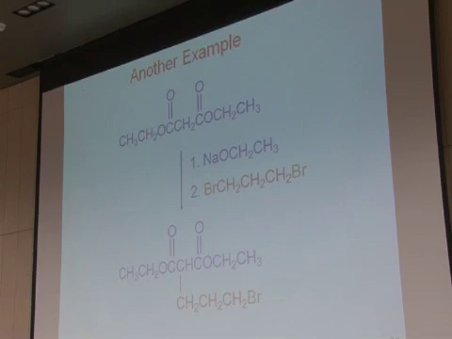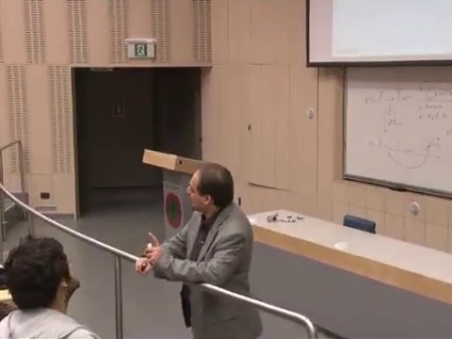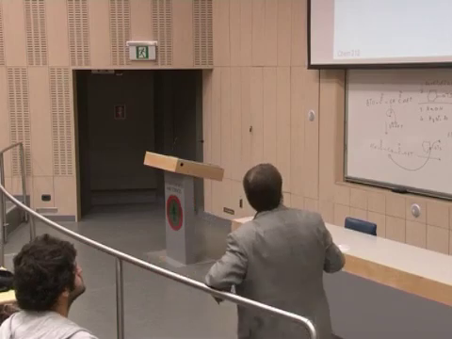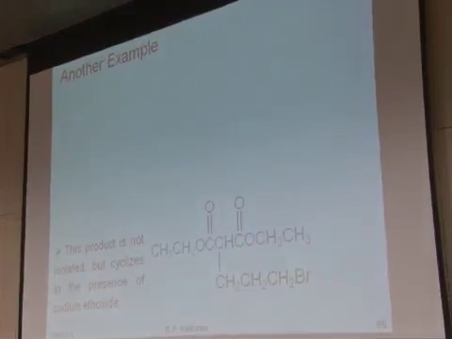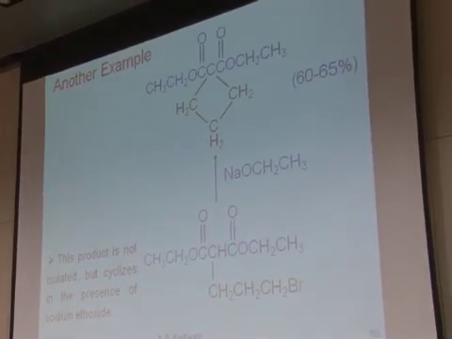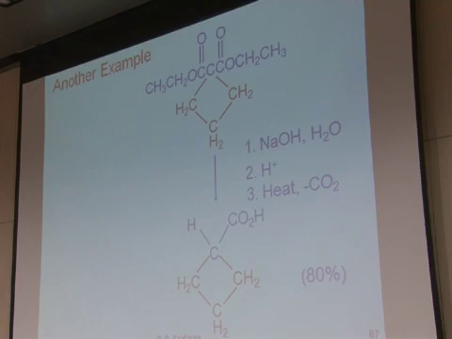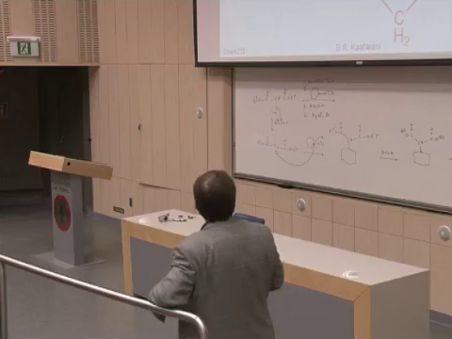Now, what about taking diethyl malonate and reacting it with dibromopropane? So you're reacting first with sodium ethoxide and then with dibromopropane. You're doing the first SN2 reaction, but then you can take that product and react it again with sodium ethoxide, and now you are going to have an intramolecular SN2 reaction. You can take that product, react it with sodium hydroxide, then H+, and then heat, you get rid of the CO2, and now you have formed a cyclic system, and you have a carboxylic acid.